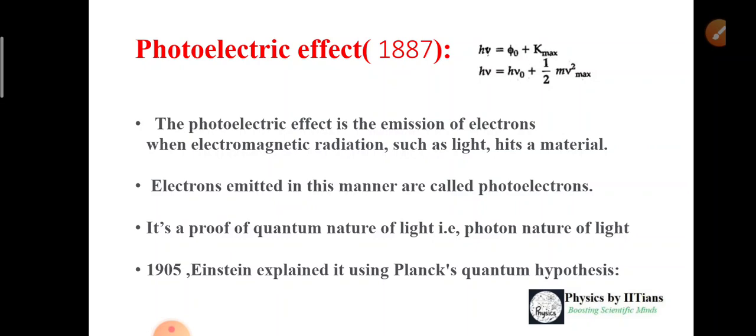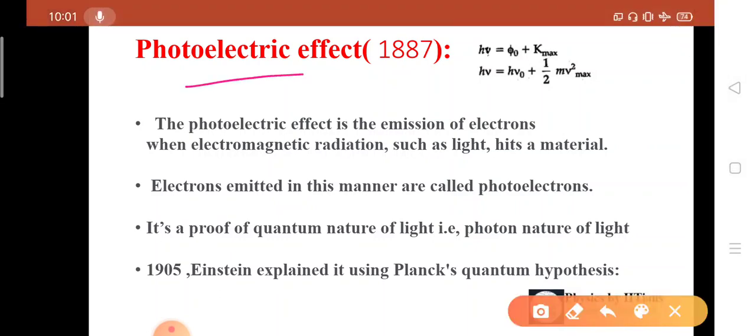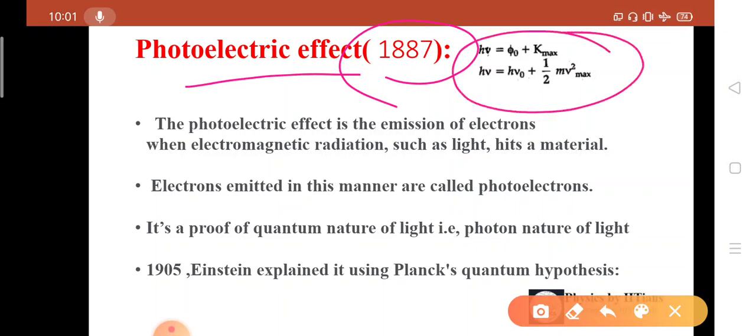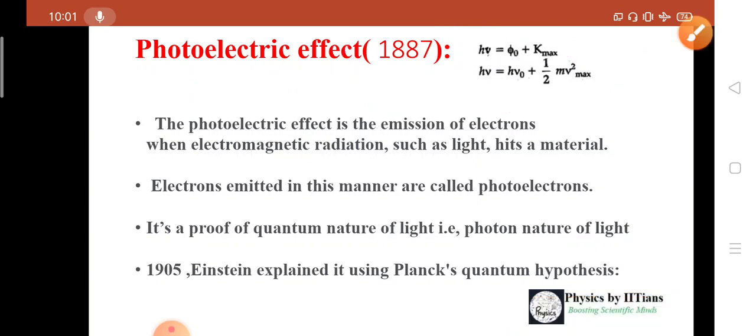And then another revolutionary experiment in the form of the photoelectric effect, which was done in 1887 and described by Einstein in 1905 with his famous photoelectric equation, that is h nu equals phi naught plus K max, that is the kinetic energy of the electron. What is the photoelectric effect?